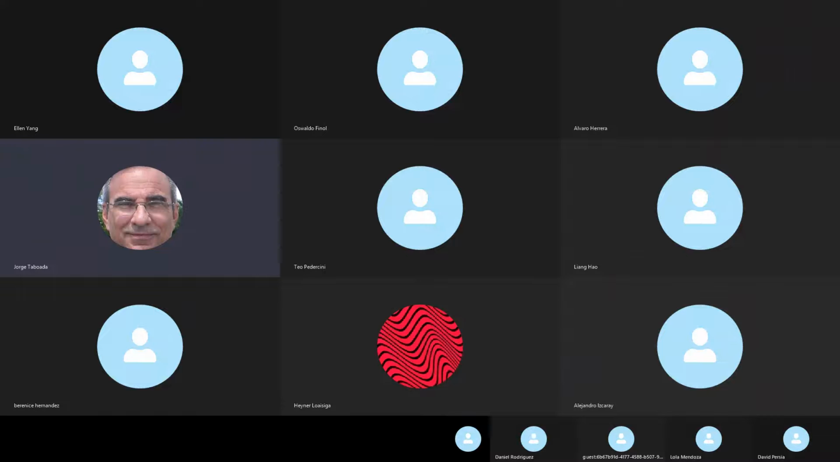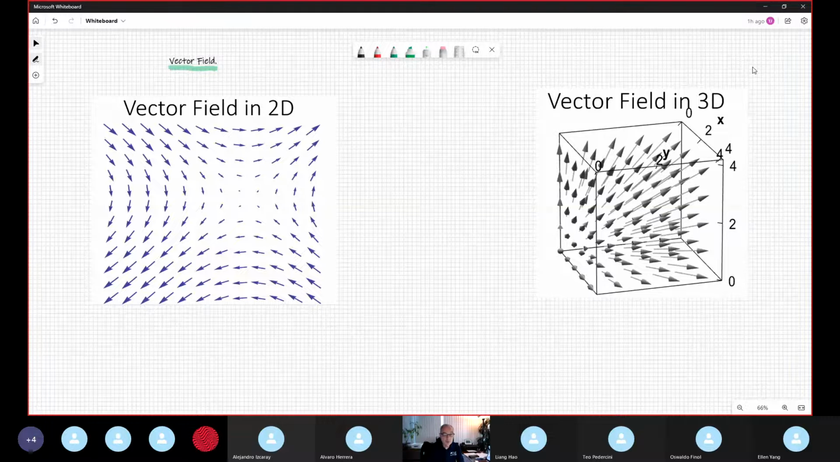Two examples of vector field. One vector field in 2 dimensions and one vector field in 3 dimensions. So what is the idea? What is the definition? Well, the definition is easy.